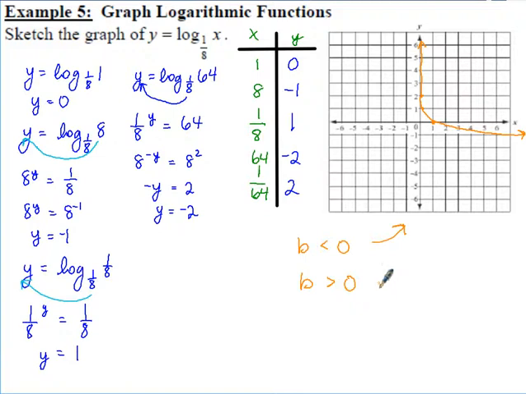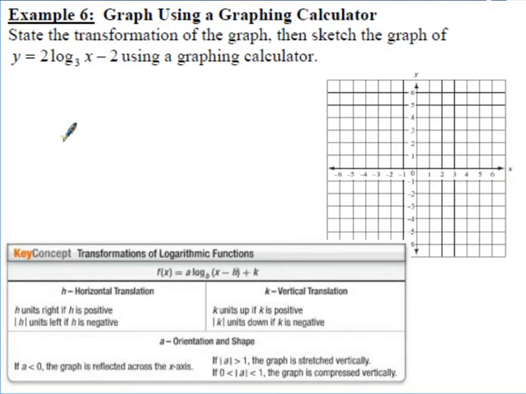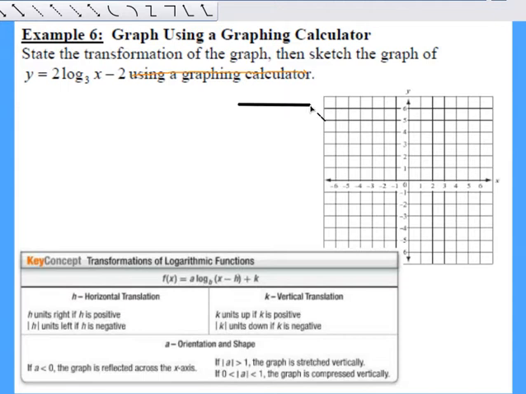Okay, you could use a graphing calculator, but you could also use transformations. If you were to graph this, you actually don't have to use a graphing calculator, but you can make a table of values once again. And even though you have a 2 and a -2, you can still use bases or powers of 3.